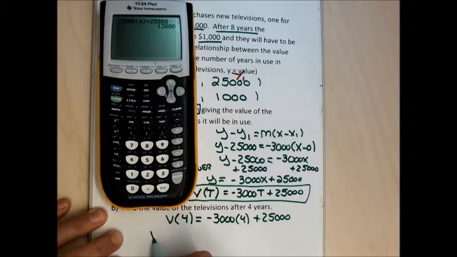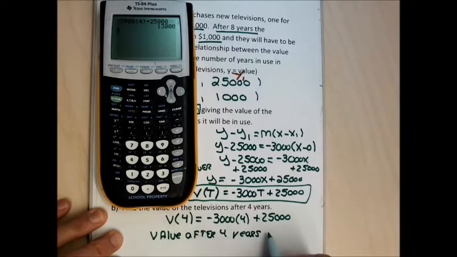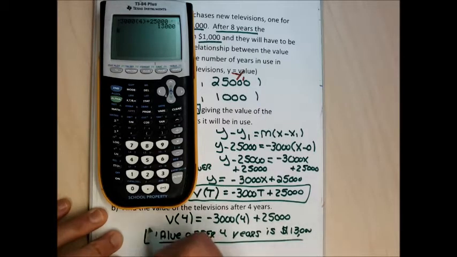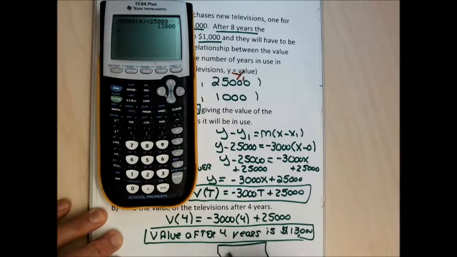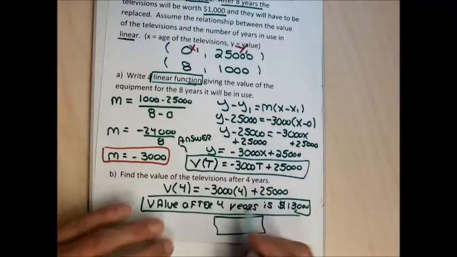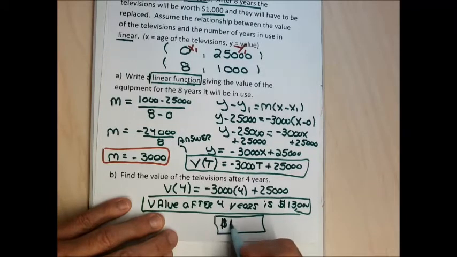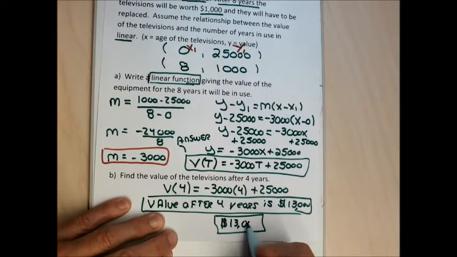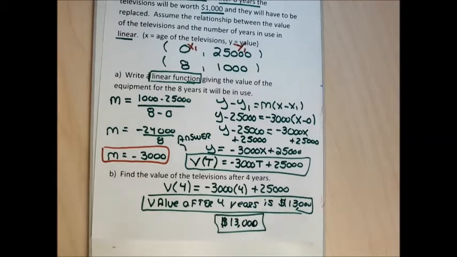So my answer, I can say the value after 4 years is $13,000. Quite honestly, on my key, I wouldn't even write a whole sentence. The answer on my key is probably just going to look like a 13,000 with a dollar sign next to it. So you can certainly just write $13,000 as the answer to part B here with a dollar sign, or you can write something that's kind of a sentence.